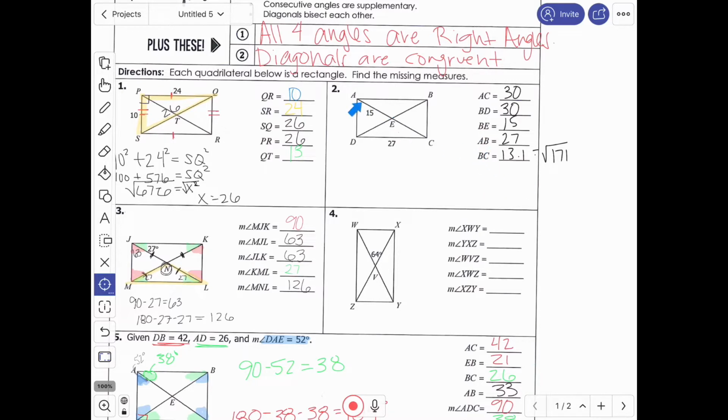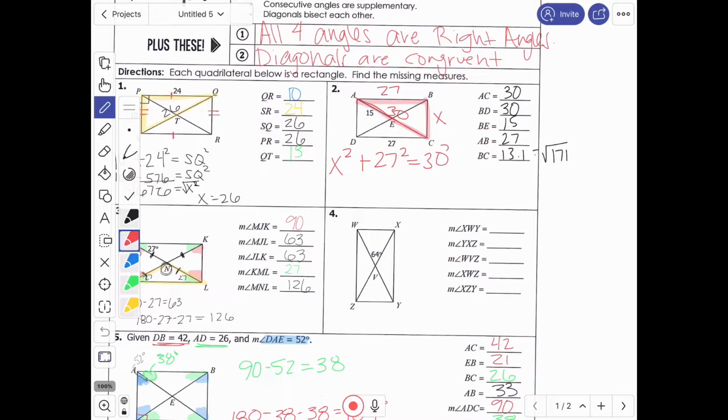Next, if we look at AB, AB is opposite of CD, so that makes it 27 as well. And then this last side, we have to use Pythagorean theorem. So when we're finding BC, if I just look at this triangle, this side is 27, this side would be my x, what I'm trying to figure out. And then I know this diagonal is 30, so if you have x squared plus 27 squared equals 30 squared. Once you solve, that's how you get x equals the square root of 171, or 13.1.